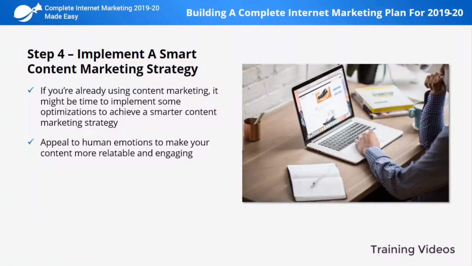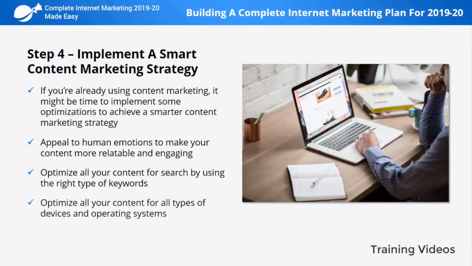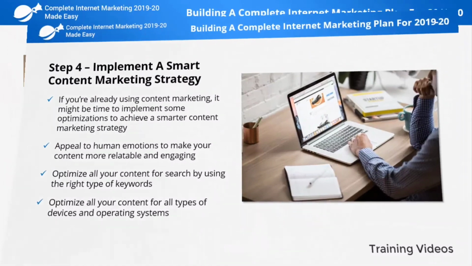Appeal to human emotions to make your content more relatable and engaging. Use humor, drama, and nostalgia to hit your audience's core emotions. Optimize all your content for search by using the right type of keywords. Optimize all your content for all types of devices and operating systems.